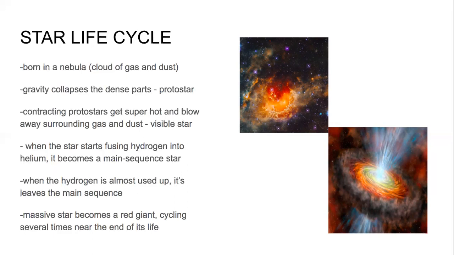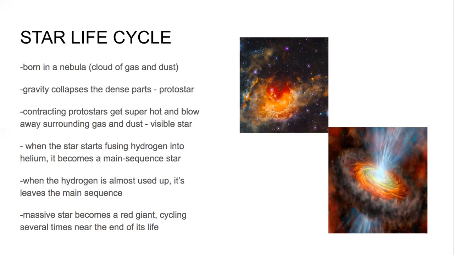When the hydrogen gets all used up, it does leave the main sequence. It could go the route of a red giant, or it could go to a white dwarf. Massive stars become a red giant, cycling several times near the end of their life. And what they mean by that is it goes through a series of contracting and expanding, and repeats itself over and over again.